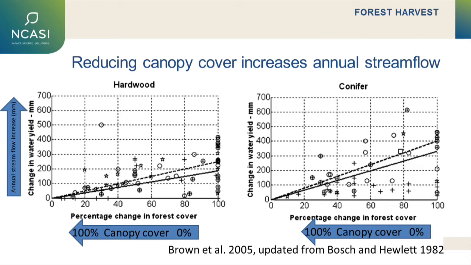To demonstrate some of these things, this is an updated review from Brown and others, which updates the original Bosch and Hewlett findings, which are that reducing canopy cover does increase annual stream flow. And this is true for both hardwoods and conifers. And so that's the immediate response to forest harvest.